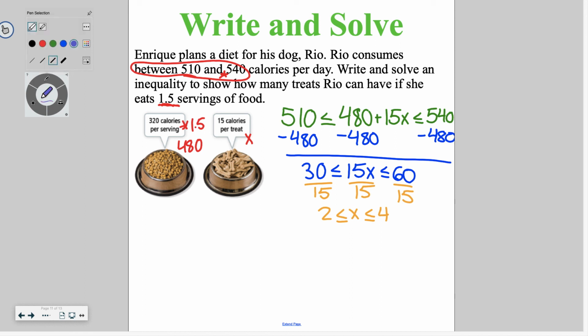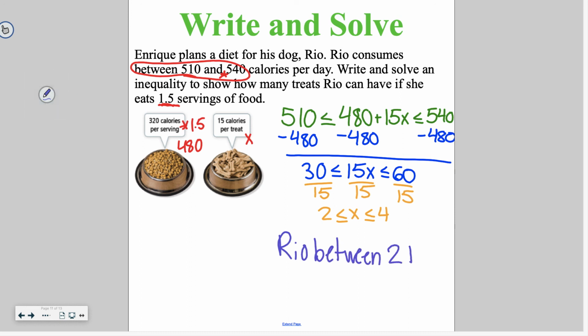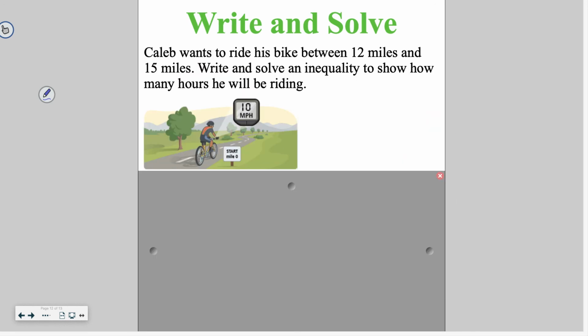So my conclusion here would be that Rio can eat between 2 to 4 treats. So you want to make sure you have that final conclusion as you are solving these problems. Go ahead and try this one on your own.